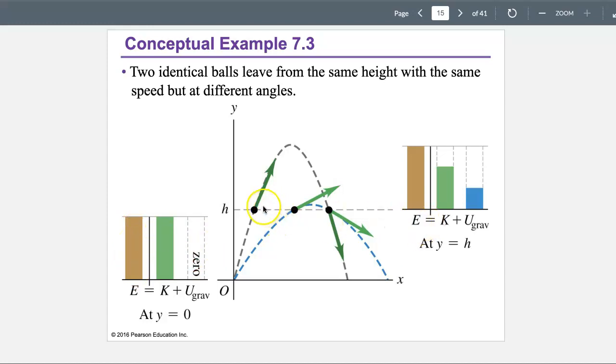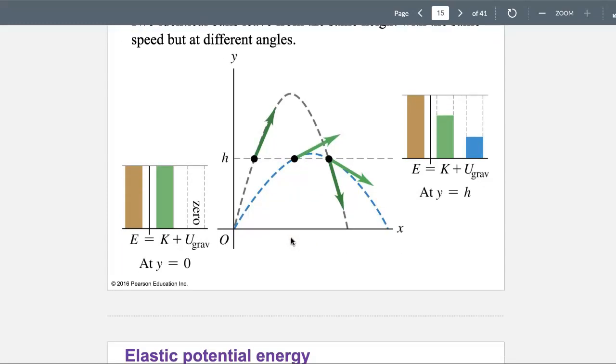Now when it reaches a point like in here, with these different angles, we're gonna find that it's gonna have some kinetic and some gravitational energy at this point H, because it is at a y from my reference and still has kinetic energy.